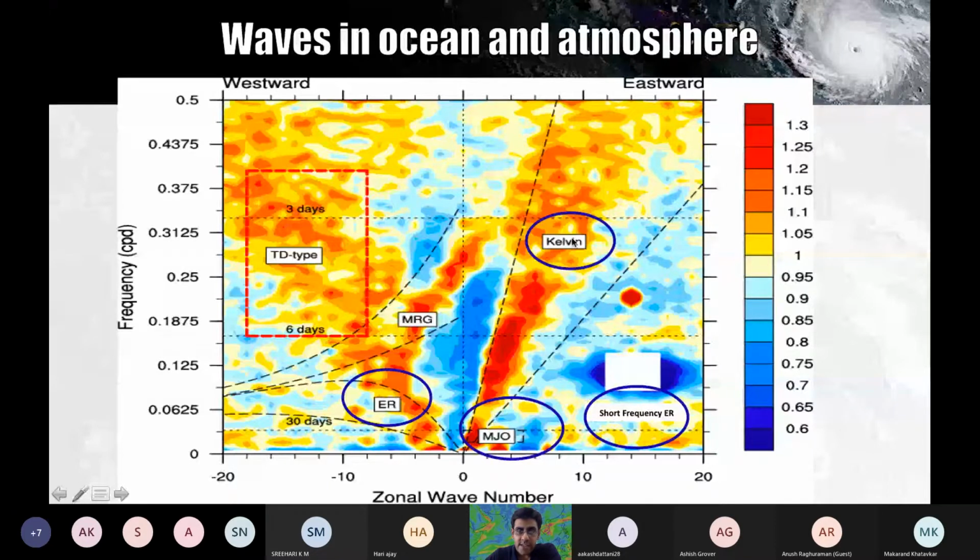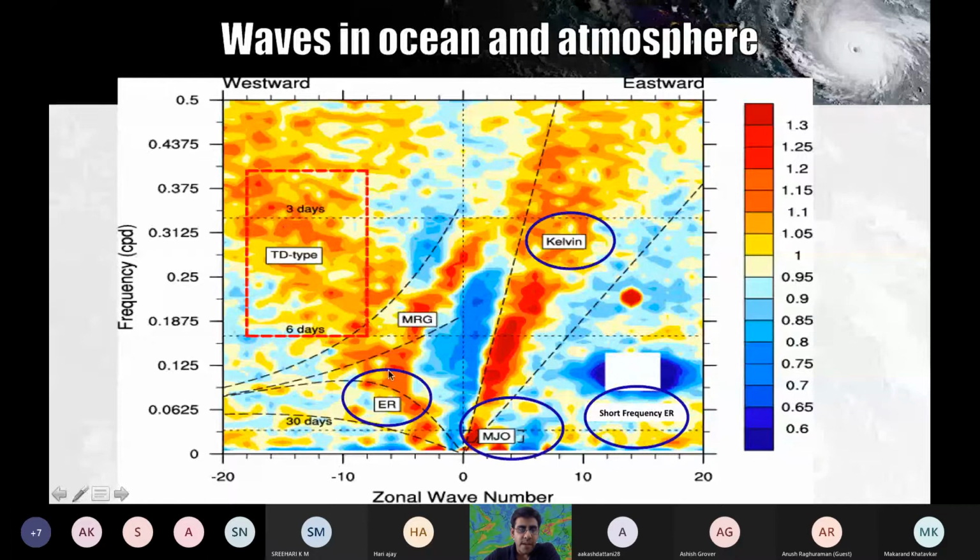Okay, and I have circled the three types of waves that you should actually be interested in only for this course. Let us stick to only Kelvin wave, equatorial Rossby wave, and MJO. And just understand the fact that Kelvin wave is here, so it is an eastward propagating wave. Whereas equatorial Rossby wave is here, so it is a westward propagating wave.